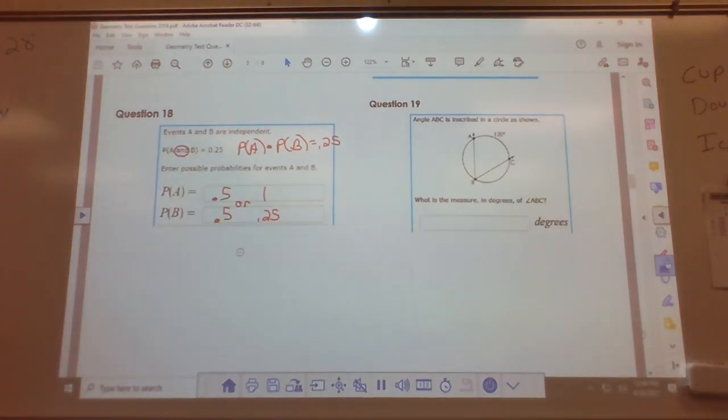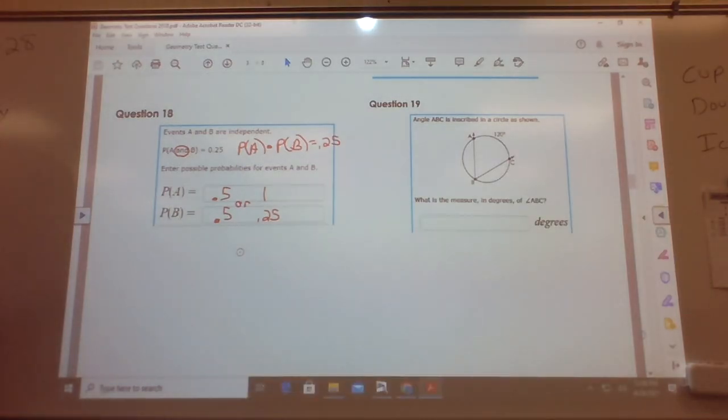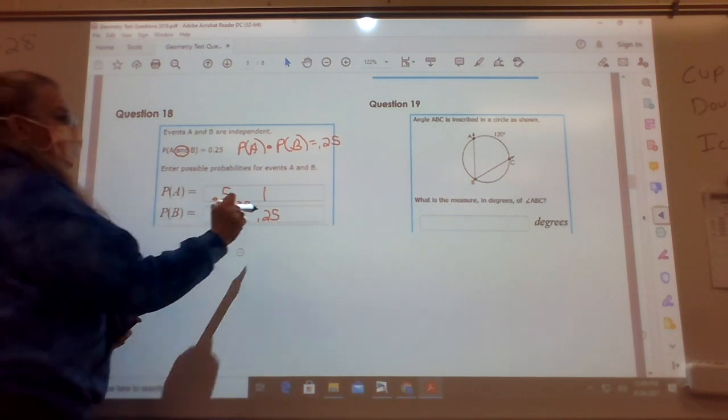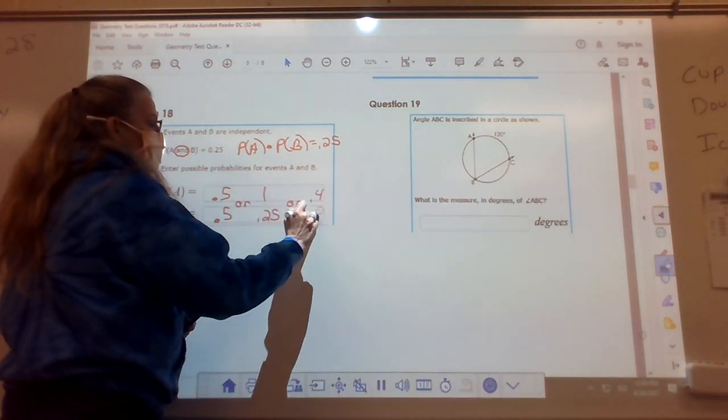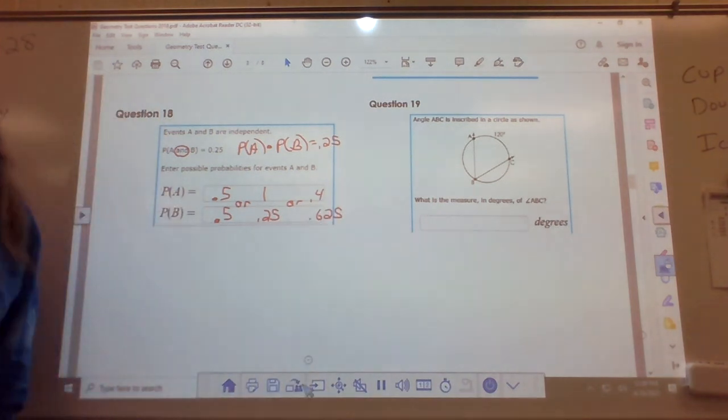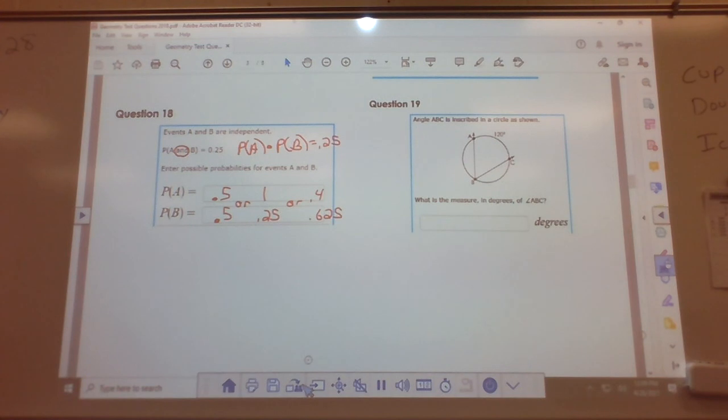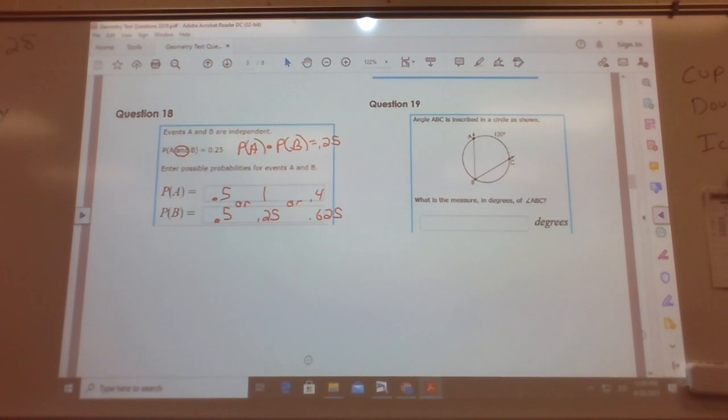The other option is if I did 0.25 and 0.4, or 0.4 and 0.625. Now you have to be really careful because if you get too small, like 0.25 divided by 0.2, you get like 1.25. Can I have a probability that's bigger than 1? Can probabilities be bigger than 1? No. So you have to make sure whatever two numbers you're picking, they can't get bigger than 1, because probabilities can never be bigger than 1.